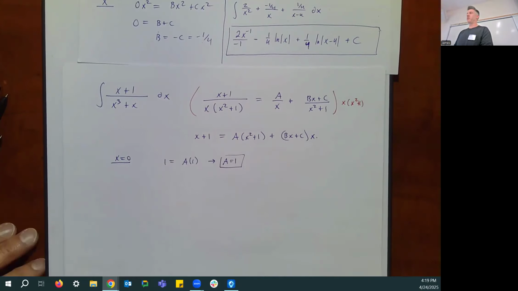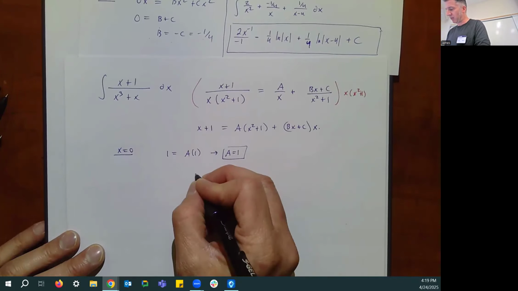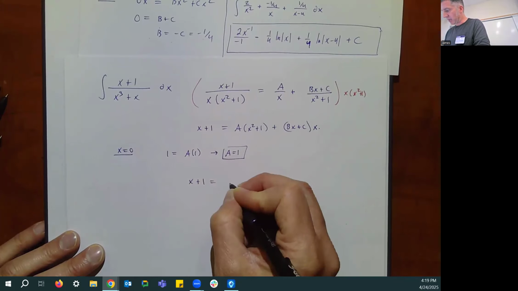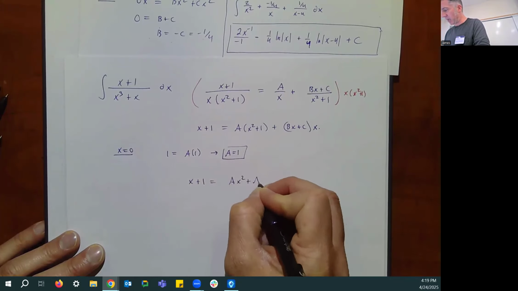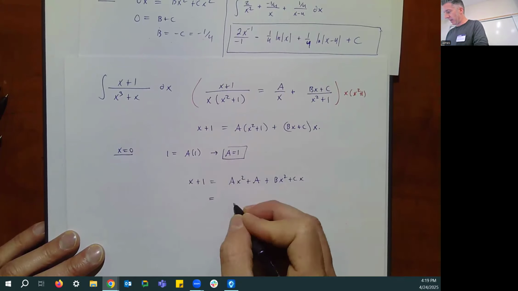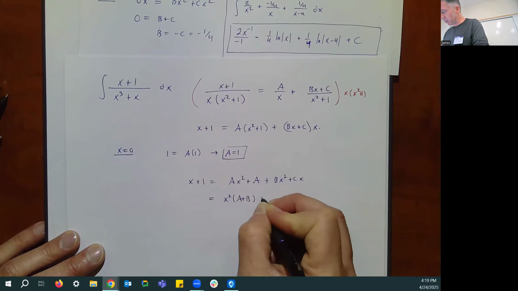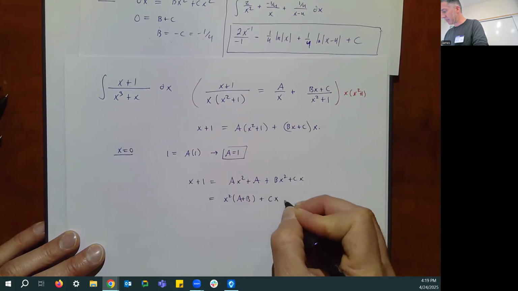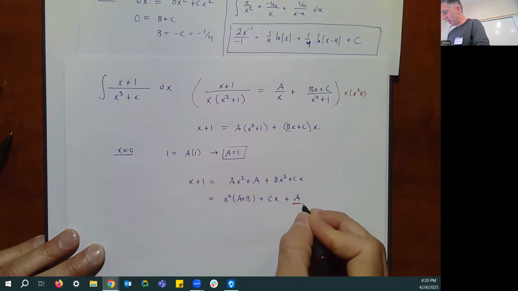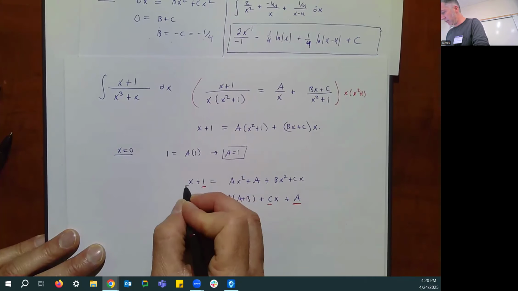This one's probably better if you just multiply it all. Usually I don't do this, but in this case, I'd probably go ahead and write it out as x plus 1 equals ax squared plus a plus bx squared plus cx, and then rewrite it as x squared times a plus b plus c times x plus a. So clearly, a has got to be 1. C has got to be 1.